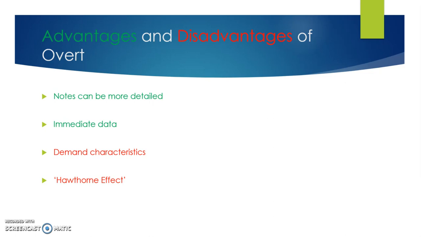However, disadvantages include the participants possibly showing demand characteristics, which is where participants change their behaviour because they think they know what the researcher is looking for. And another disadvantage, which is similar to demand characteristics, is the risk of the Hawthorne effect, which is basically where the participants change their behaviours because they know that they're part of the study, they know they're being observed.